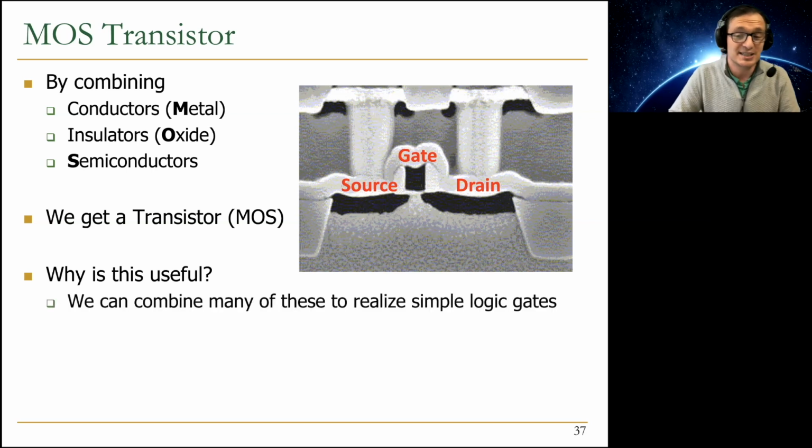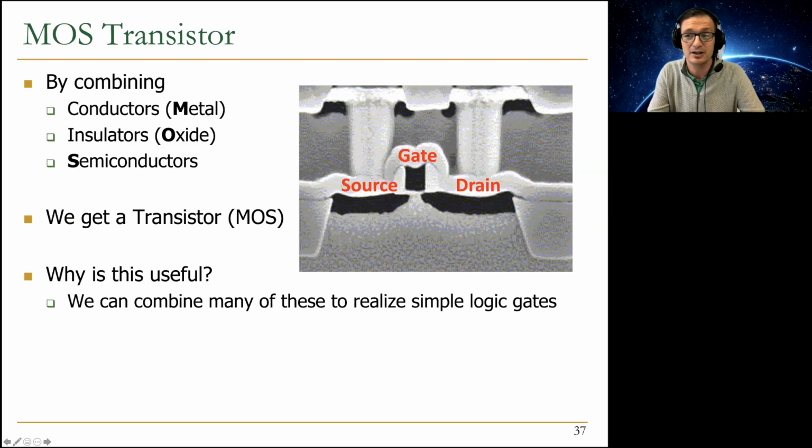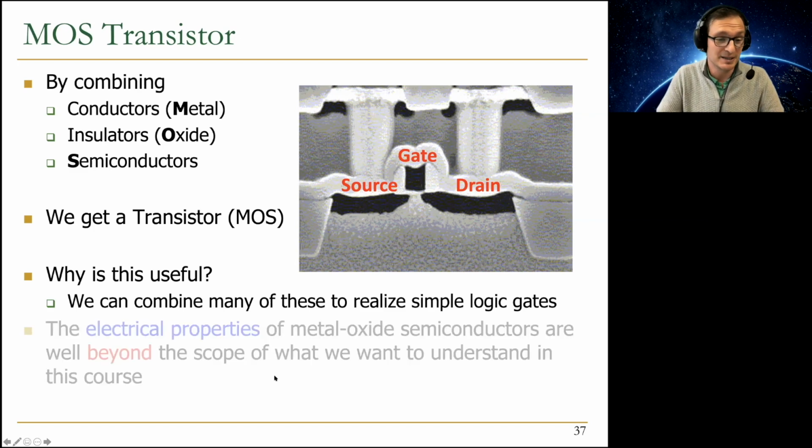So why is this useful, basically? Essentially, we can combine many of these to realize simple logic gates. For example, you can have the source and drain over here, and then the source of another transistor over here, and the gate of another transistor, and the drain of another also. Then you can combine them in series like that, or you can combine them in parallel as well. There are different ways of combining, and we're going to see those different ways in a little bit.